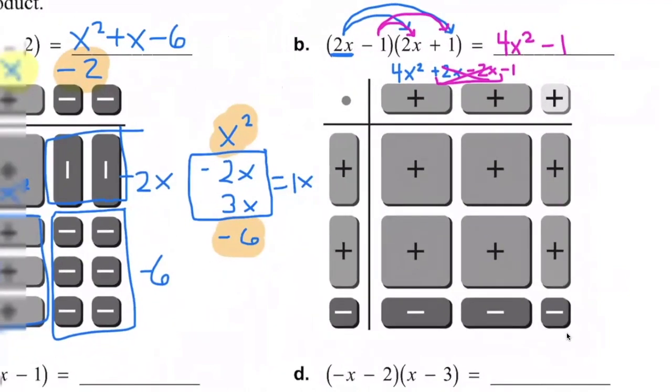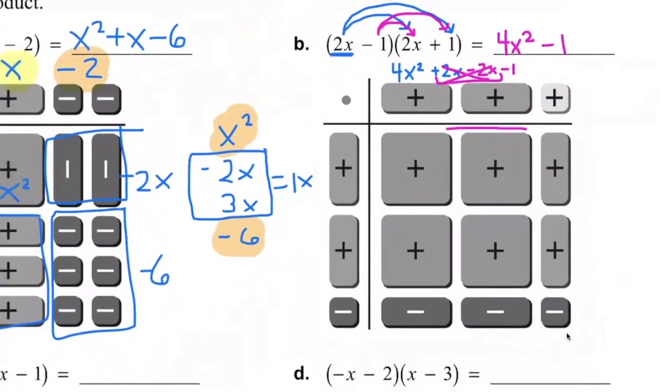And you can see from the algebra tiles, we'd get the same thing. So here's 4x squared right there. Well, these 2 rectangles cancel these ones, and I'm left with a negative 1. I still get the same thing.